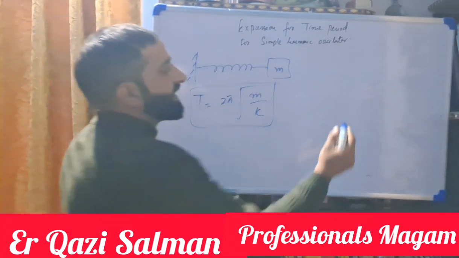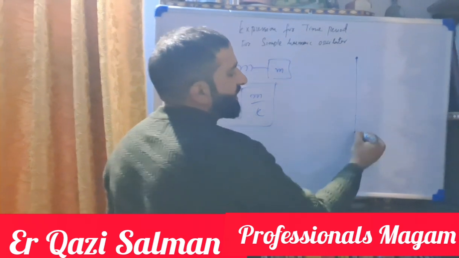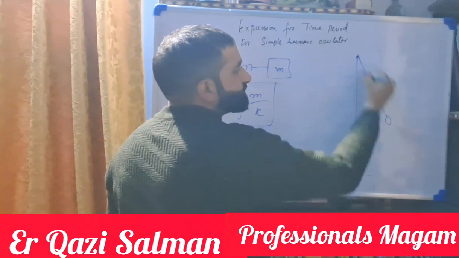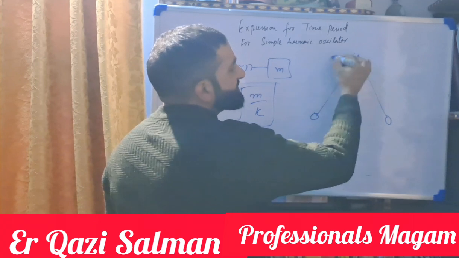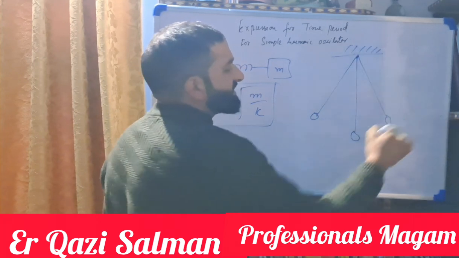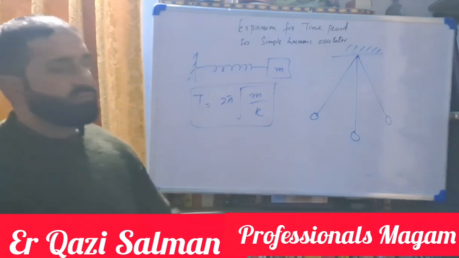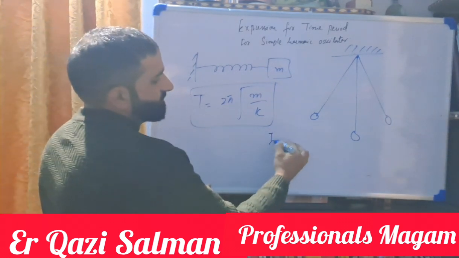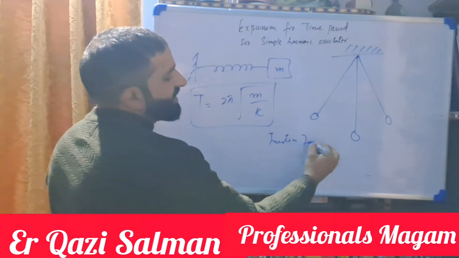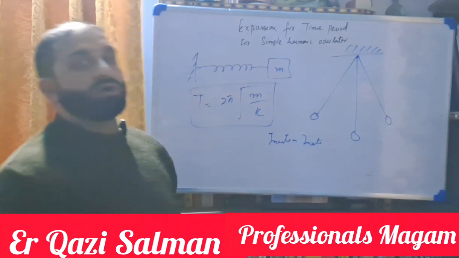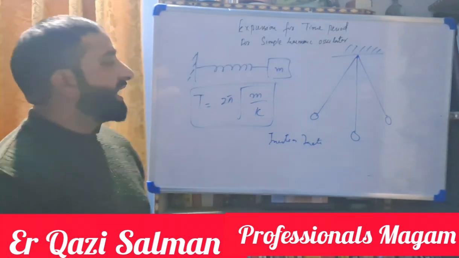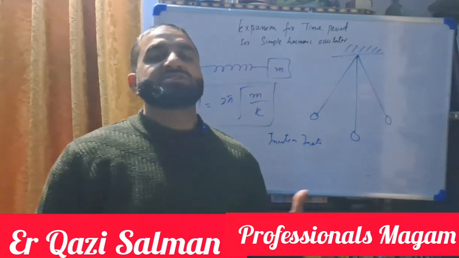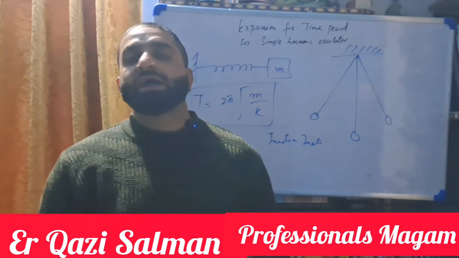In angular SHMs, that means when we have a simple pendulum that oscillates between two extreme positions going through a mean position, here the inertia factor is equal to the moment of inertia and the spring factor is equal to the restoring torque per unit angular displacement.